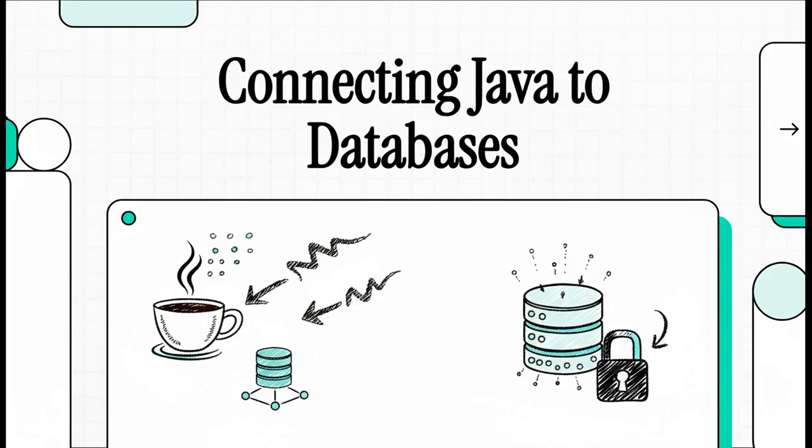So, we all love building things in Java, right? But you've probably hit this problem. You build this awesome app, you run it, it works perfectly, and then you close it. And just like that, all your data is gone, vanished. Today, we're going to fix that. We're going to pull back the curtain on how Java applications talk to databases to make sure your data sticks around.